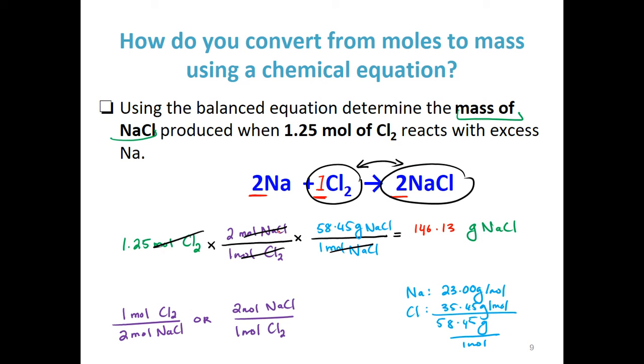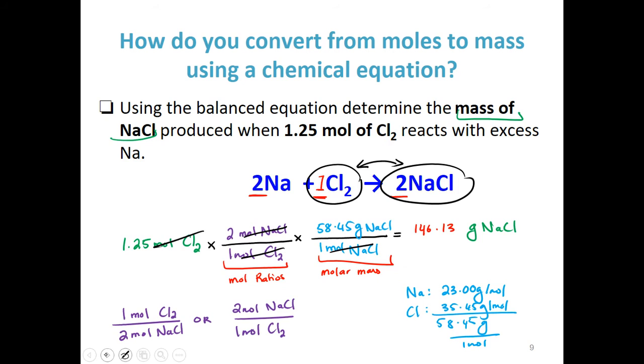Moles of chlorine to moles of sodium chloride. And then we went to mass using the molar mass, okay? So here we used mole ratio, and then here we used molar mass. Both of those things are things that you have learned. Now you are just applying.